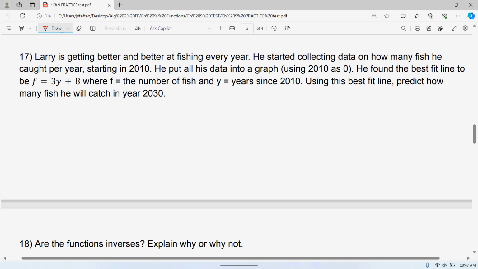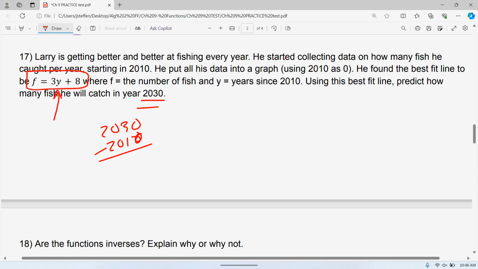Okay, next one is over best fit lines. It says Larry's getting better and better fishing every year. He started collecting data on how many fish he caught per year starting in 2010. He put all his data into a graph using 2010 as 0. He found the best fit line to be this equation, and then they tell you f is equal to y is equal to blah, blah, blah. Using the best fit line, predict how many fish you will catch in 2030. Well, the first thing you have to realize is the number you're plugging into this is not 2030. It is how many years since 2010?